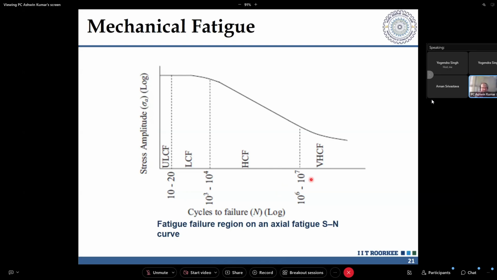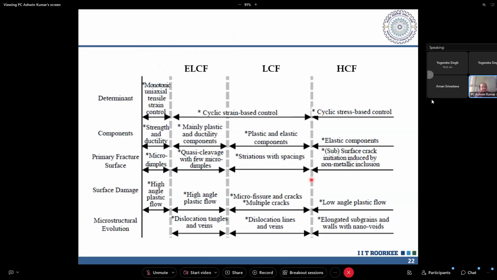This image is taken from a particular textbook, but I didn't give the reference, because giving it would mean I'm authoritatively stating that this is the range, 10 power 4, 10 power 5, when different sources give you different values. I hope you understood what I wanted to say.